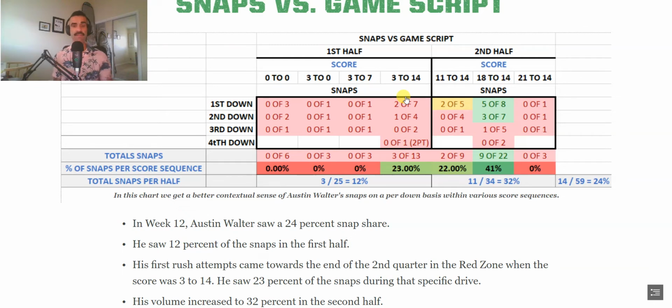And he broke off a long run on that first attempt, and it was for 12 yards, I believe. Then he had another attempt inside the 5. Then this second down run right here was for a touchdown. That was on the goal line. That was within the final 2 minutes of the first half, right?